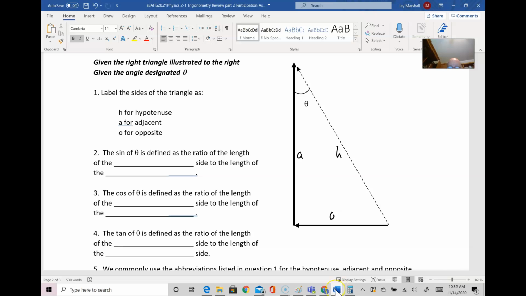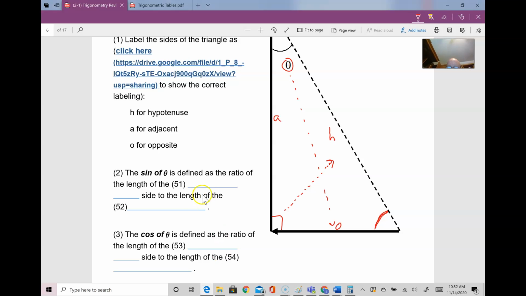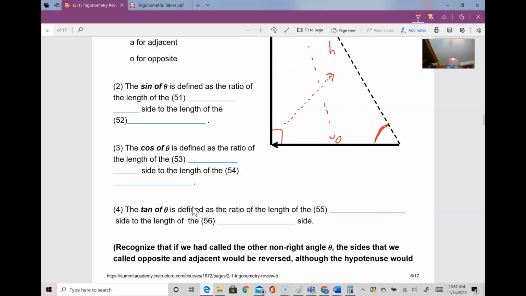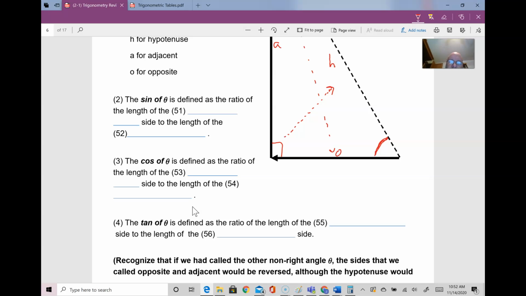So we have defined the sine of theta as the ratio of the opposite side to the length of the hypotenuse. I've got the length of the opposite side to the length of the hypotenuse. So the sine of theta is defined as the ratio of the length of the opposite side to the length of the hypotenuse.